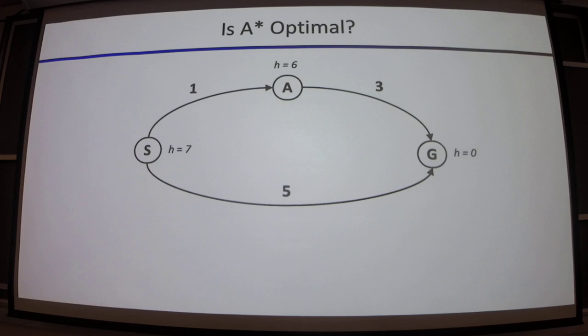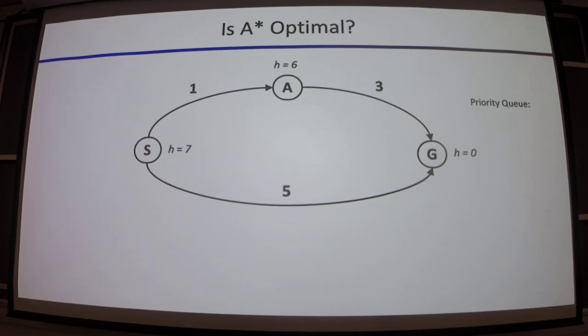Who says yes? Who says no? Who says I haven't given you enough information yet to answer that question? Okay, as I've described it, without any qualifiers on your heuristic function, it is not optimal. So let's look at this example. We've got this pretty simple graph here. Again, we push S onto our priority queue. It has a heuristic value of 7 and a cost to come of 0.